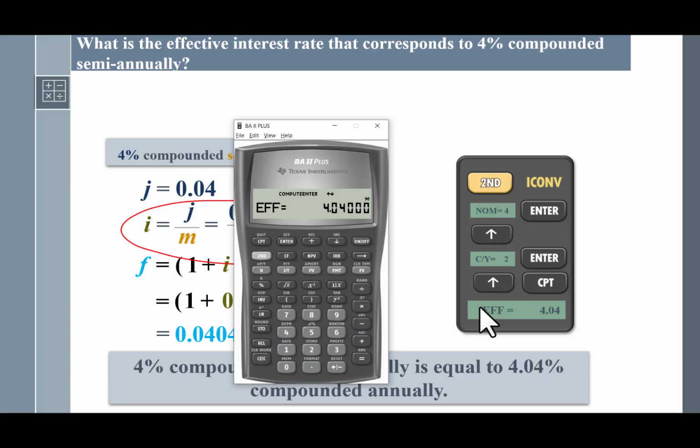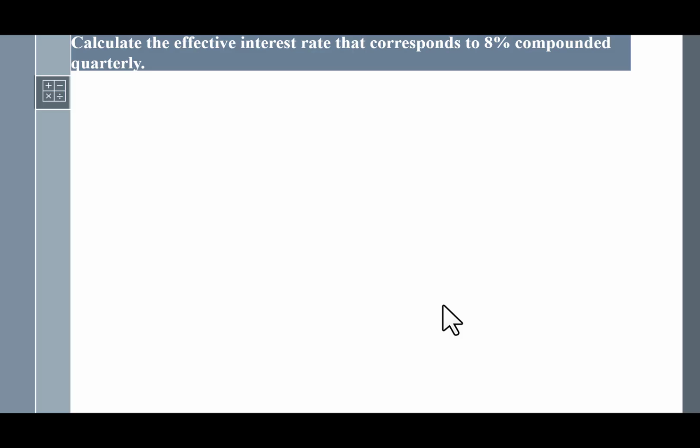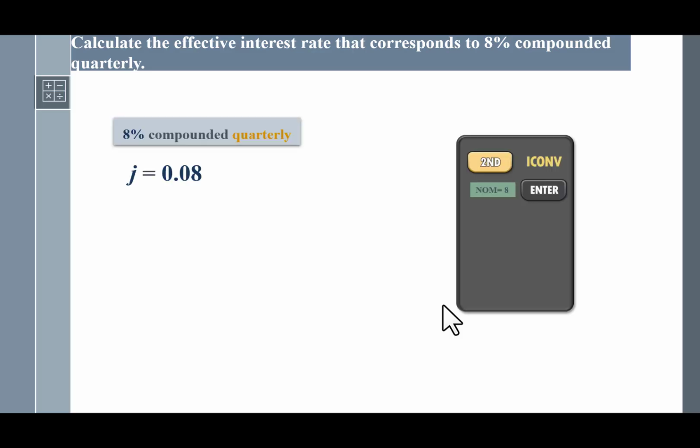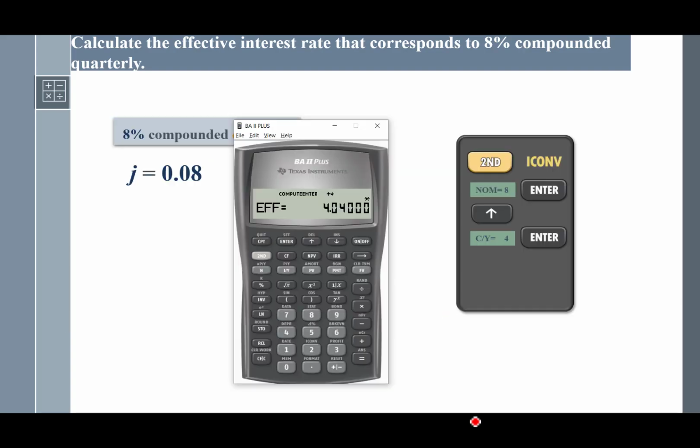Okay, so let's look at another example here. Calculate the effective interest rate that corresponds to 8% compounded quarterly. So the same idea here. The nominal is 8, CY is 4, and we're going to calculate the effective interest rate. So I'm going to bring the calculator back, and this is how you quit this.